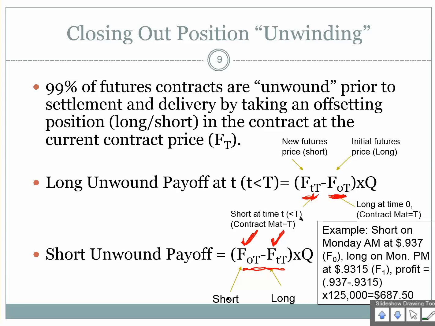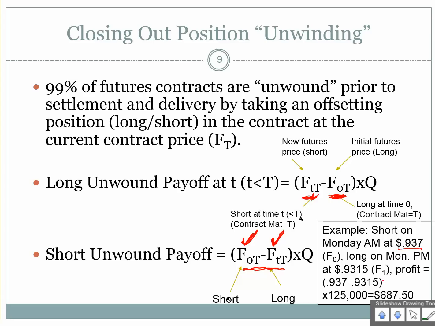So here's an example. You go short on Monday morning at a price of 93.7 cents per euro. So you're short at 93.7. If the price goes down, you should win. If the price goes up, you should lose. In the afternoon, it does go down. It goes down to 93.15. You'll see you could then go long in the afternoon.